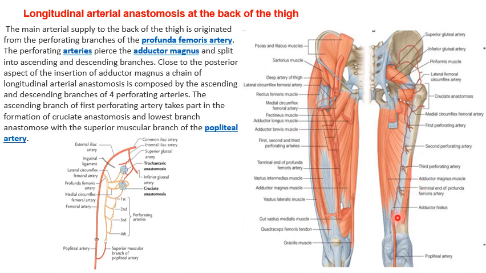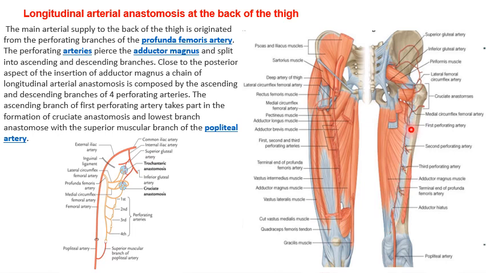So this longitudinal anastomosis is close to the posterior aspect of the insertion of the adductor magnus along the linea aspera. Now as these perforating arteries perforate from the anterior aspect of the adductor magnus, they appear on the posterior surface close to its insertion. They divide into ascending and descending arteries, and the ascending and descending arteries continuously anastomose with one another.